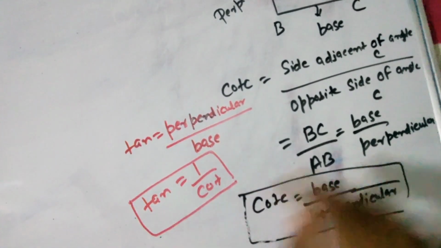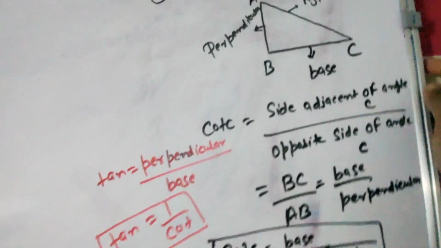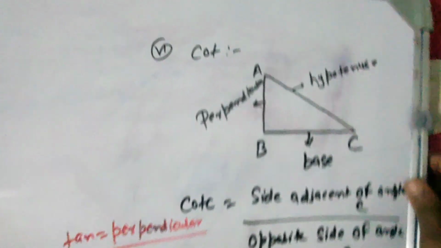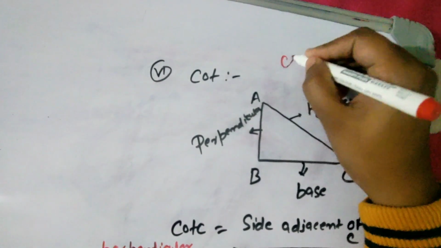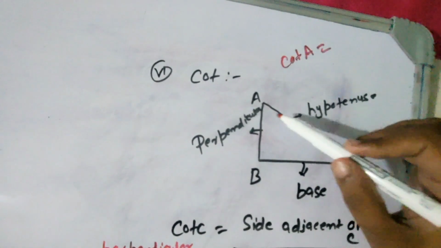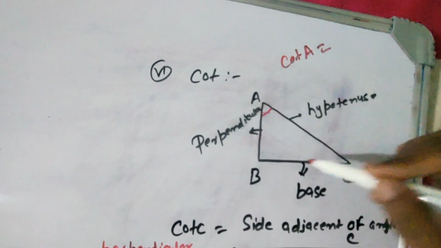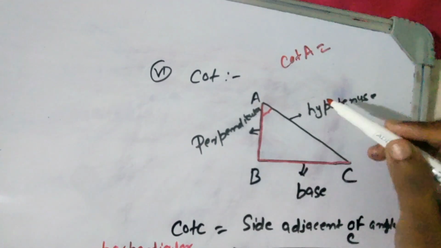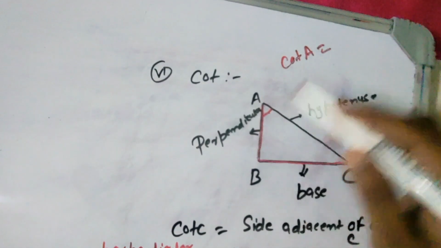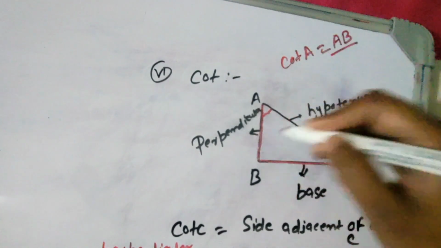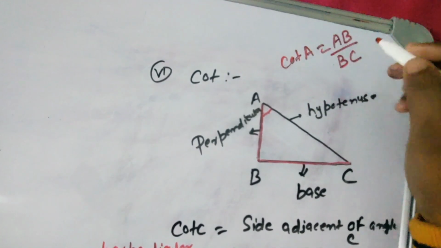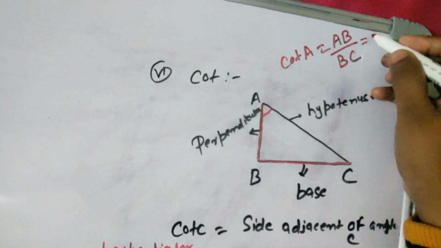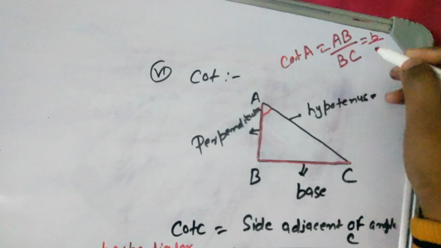Okay, just reverse. Here for this angle C, if I find cot C, then this is the perpendicular and this is the base. But if you find cot A, then this is the opposite side and this is the adjacent side. Then cot A equals base, which is AB, by perpendicular, which is BC. Just a little change.